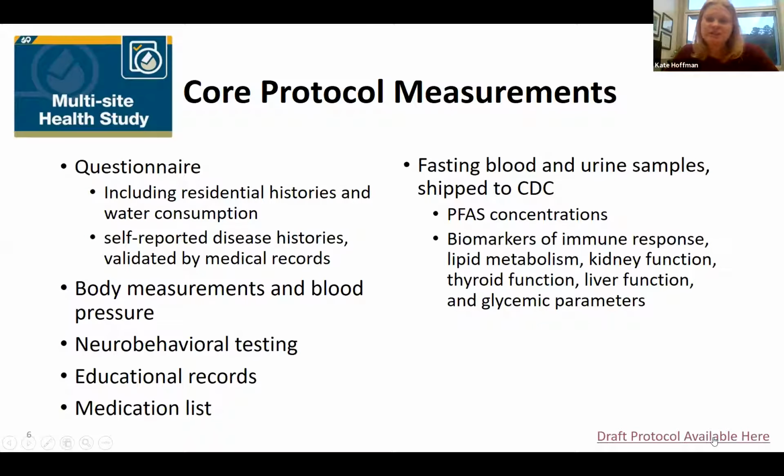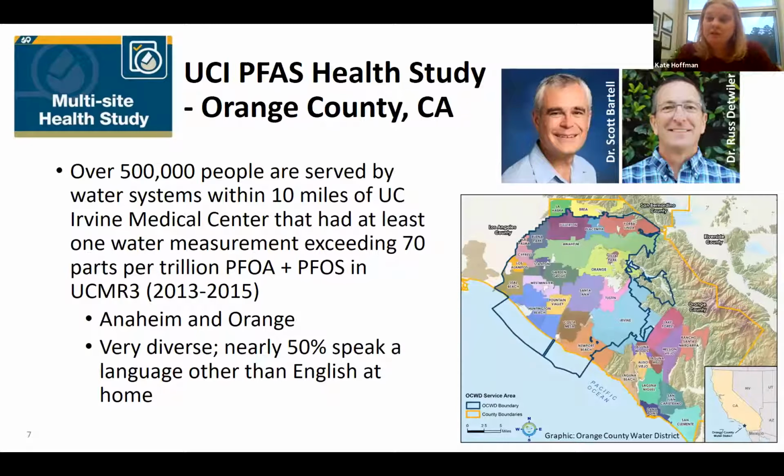I won't go into the details here too much, just to save time, about what exactly has been measured. There's a lot of information on questionnaires, including residential history and water consumption information. I'll just say that the water consumption information is more detailed than what was collected in the C8 health study. There's a bunch of health information that's being collected that's also being validated with medical records and medication lists. And then really importantly for the study, there are fasting blood and urine samples that are shipped to the CDC for analysis of PFAS, as well as biomarkers for some of these health endpoints. So those are all being analyzed in the same lab. If you're interested in more detail about what exactly is being included in that protocol, you can click on the link there and see all of the detailed measurements and how they're collecting those in the study. It is still a limited number of PFAS under consideration.